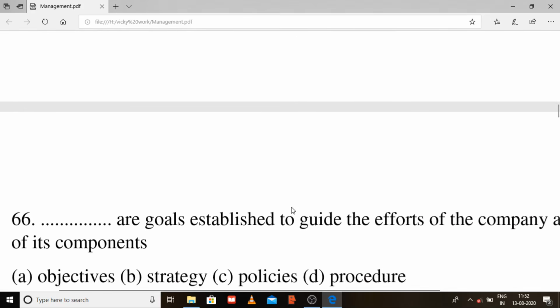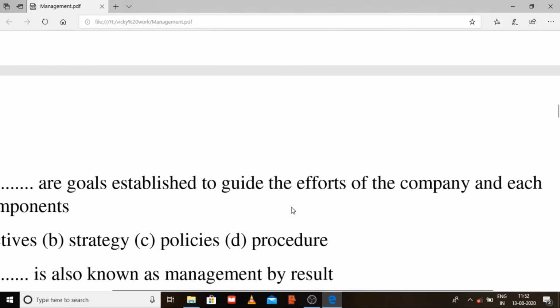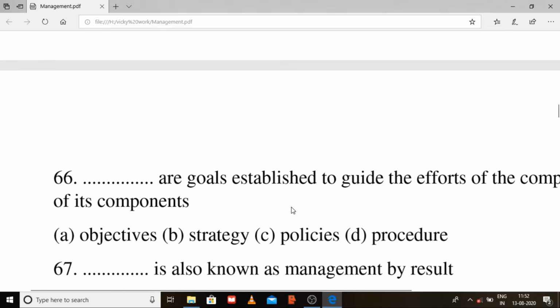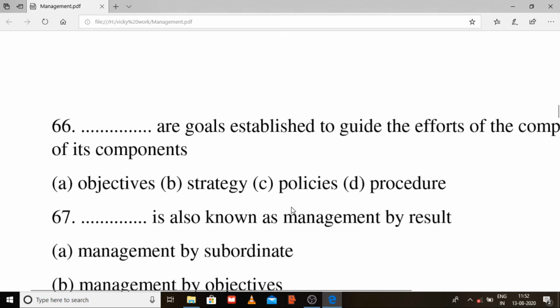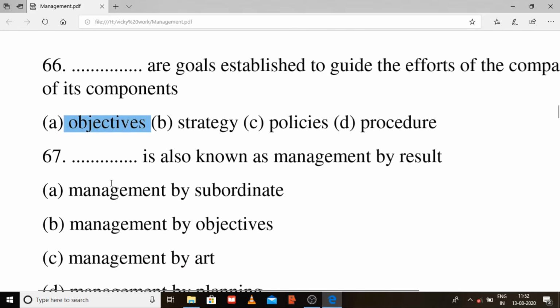66. Dash dash are goals established to guide the efforts of the company and each of its components. Objectives are goals established. Objectives. Option A is the right answer.